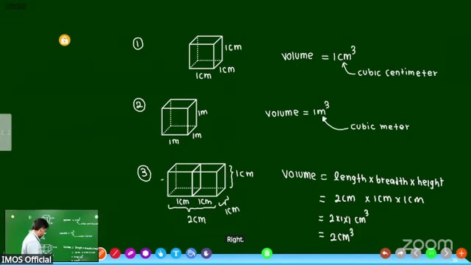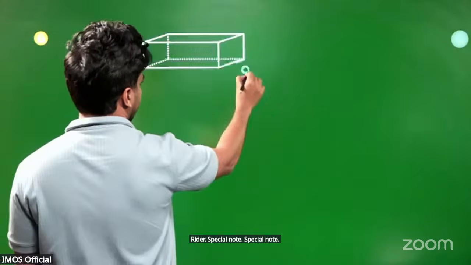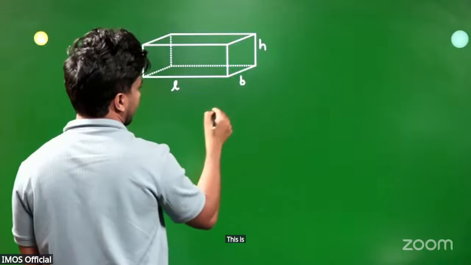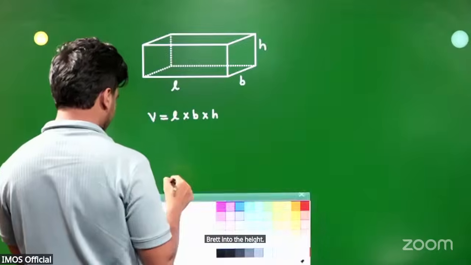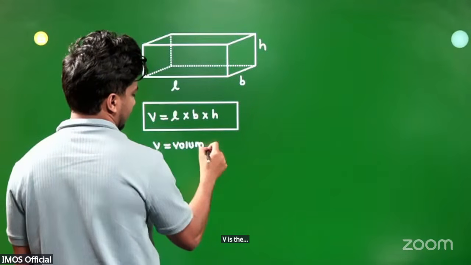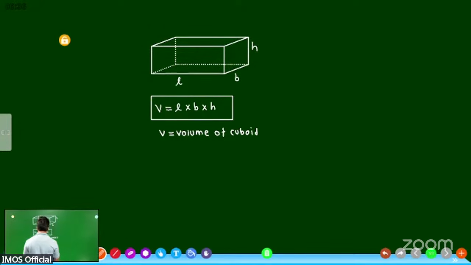Right. Number three. Write down. Special note. This is the length. This is the breadth. This is the height. So volume of a cuboid comes from the equation length into breadth into height. Write down this. V is the volume of cuboid. L is the length. B is the breadth. H is the height.